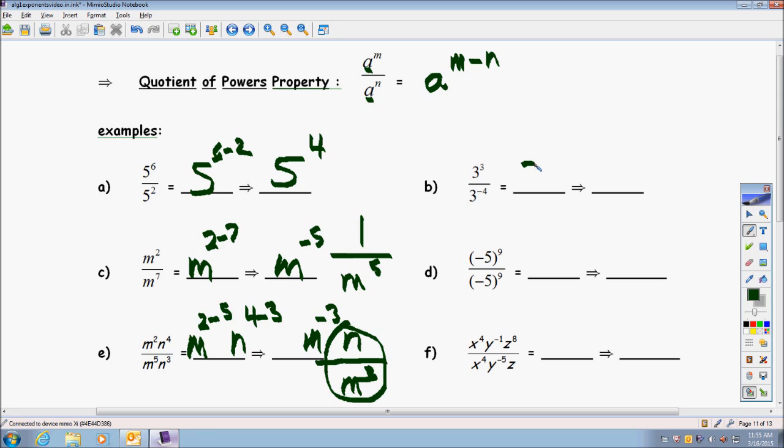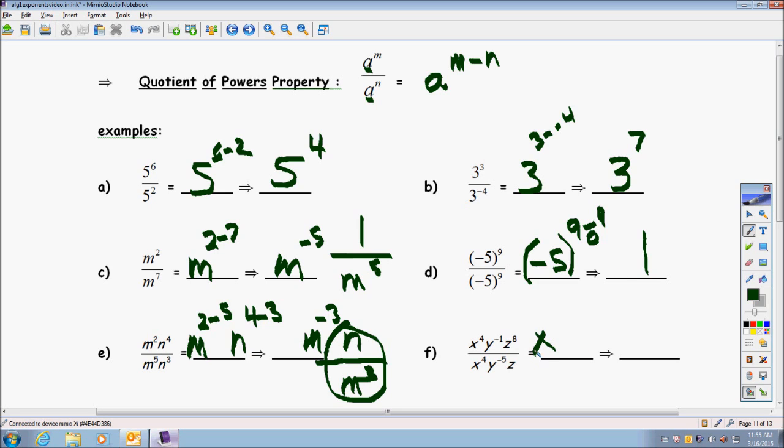Okay, 3 to the 3 minus 4. Be very careful here. 3 minus 4 becomes 3 to the power of 7. And again, if it's a positive exponent, you're done. Okay, negative 5, keep the parentheses, to the 9 minus 9. Well, 9 minus 9 is 0. It's in parentheses, so it becomes positive 1.